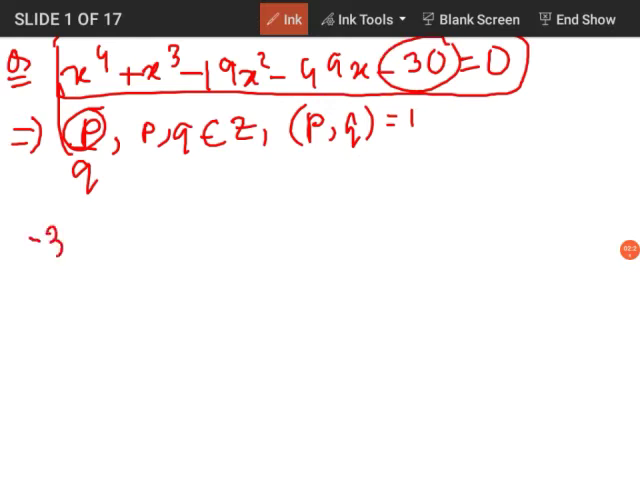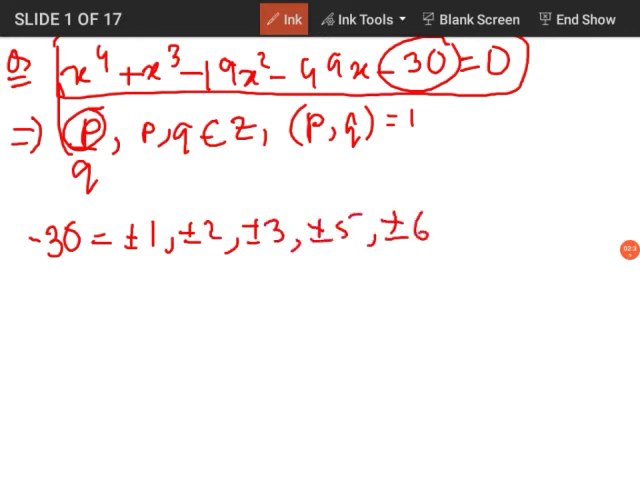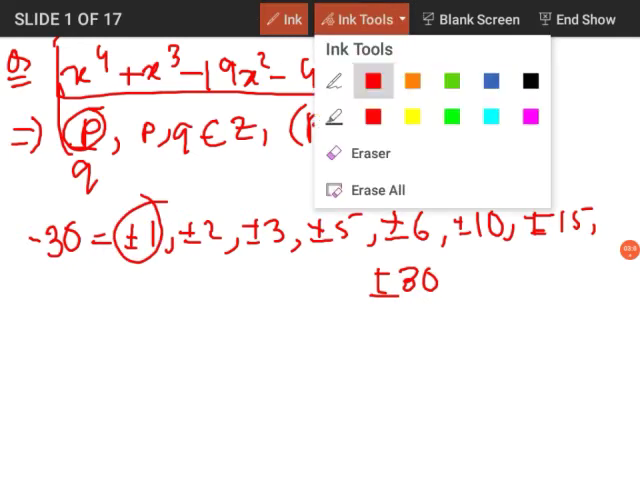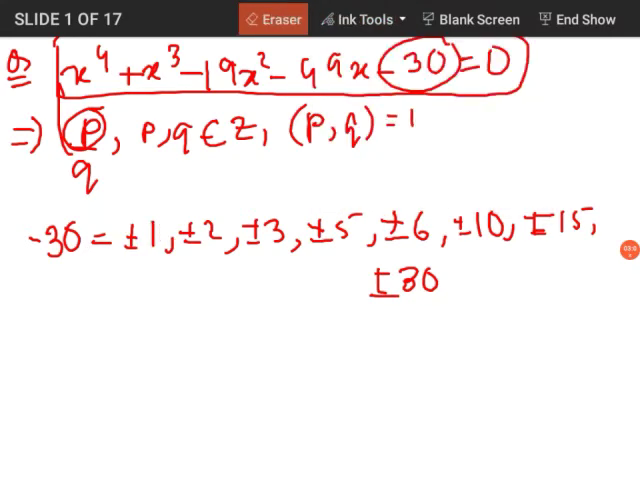The possible divisors of minus 30 are plus minus 1, plus minus 2, plus minus 3, plus minus 5, plus minus 6, plus minus 10, plus minus 15, and finally plus minus 30, correct? These are all the possible divisors of minus 30. Now you have to check if they are the roots of this equation. How will you check this? Using the remainder theorem that I taught you.